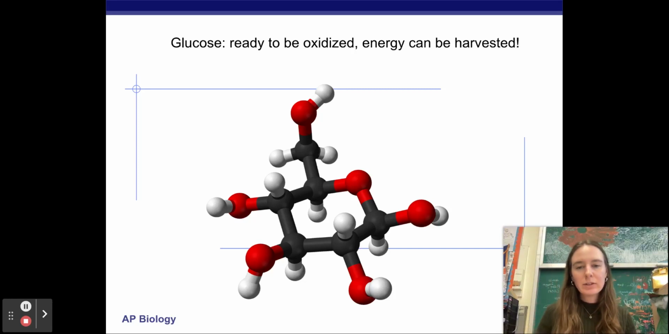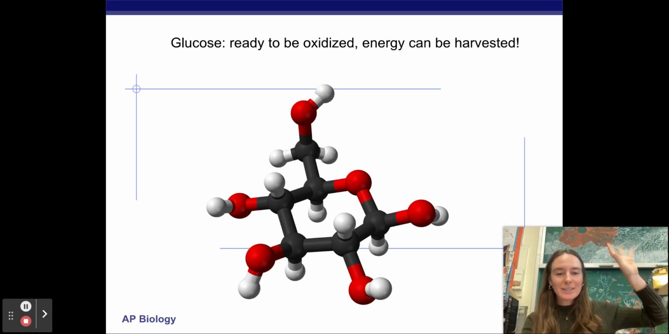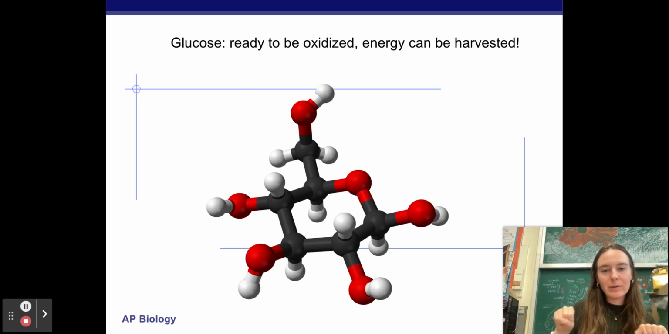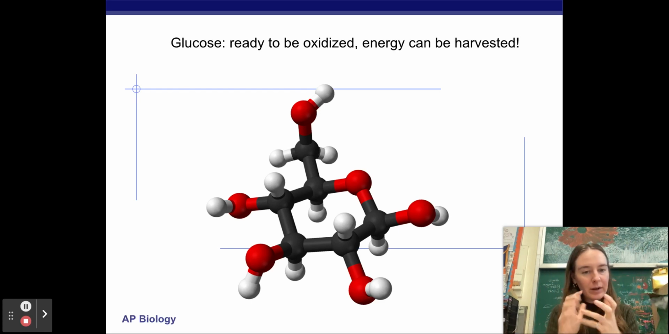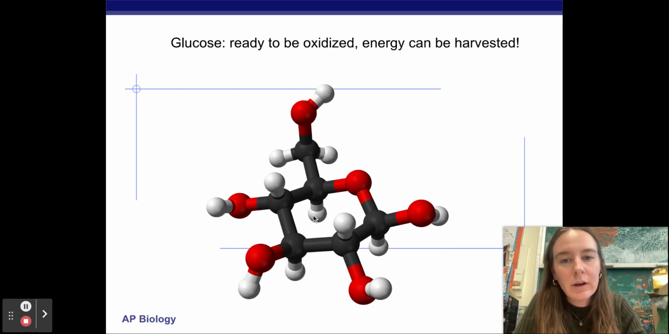In the last video, we started off by looking at this molecule right here called glucose. Glucose is a sugar molecule, and originally this molecule came from photosynthesis. So photosynthesis built this beautiful molecule. It took some carbon dioxide from the air and some water from the roots, and it rearranged those atoms to build this molecule of glucose.